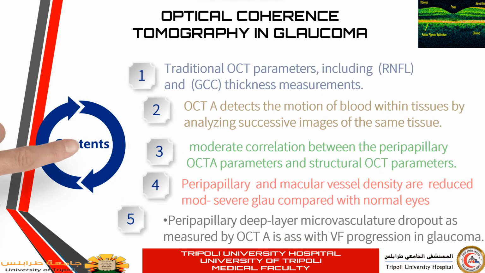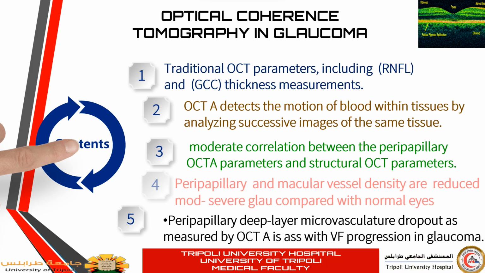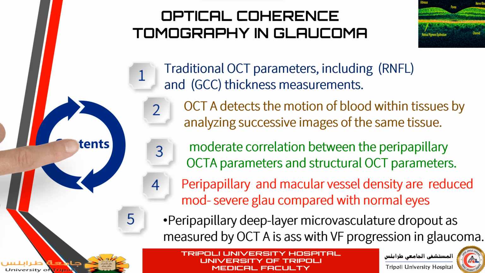Let's sum up some of the important facts after this preview of the structural OCT and OCT angio. So structural or traditional OCT parameters are the RNFL and GCC thickness measurements. These are the main parameters in the traditional OCT. However, OCT angio adds another parameter, which is the density and the flow motions within the circulation of the retina, using successive images at a very high speed.